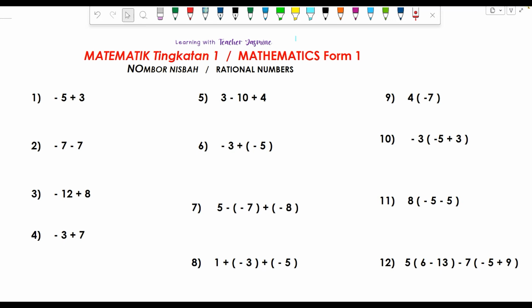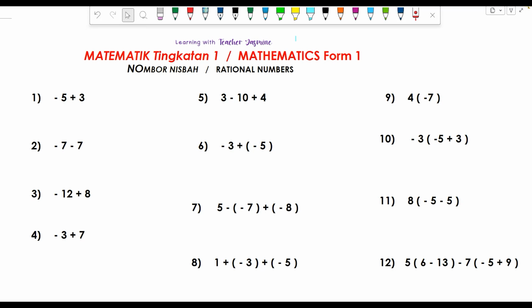Hi everyone. I am going to teach you 12 questions today from Mathematics Form 1. 12 soalan. Cikgu akan ajar 12 soalan ni daripada Matematik tingkatan 1 bab 1 nombor nisbah, right?